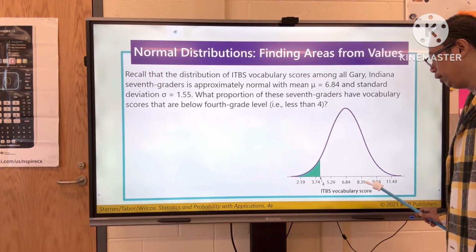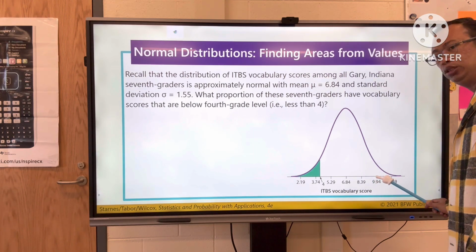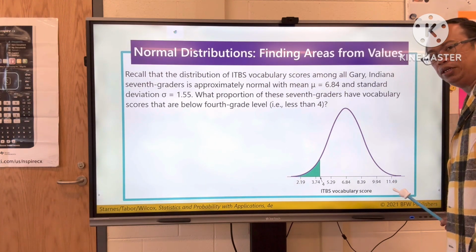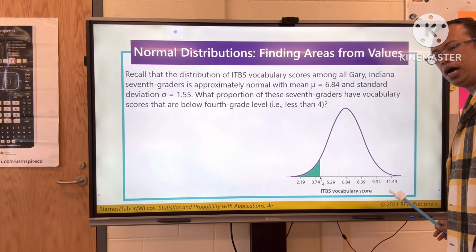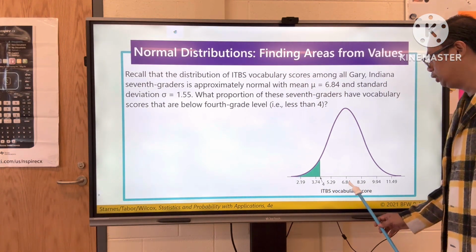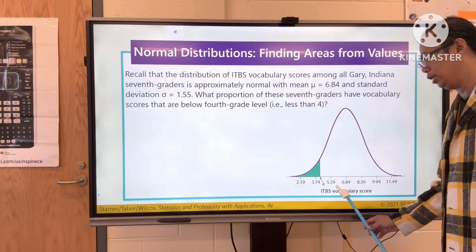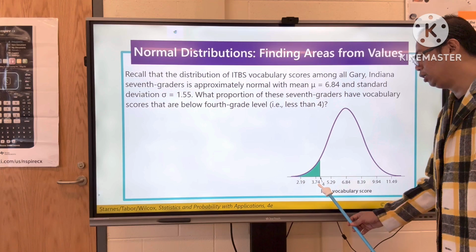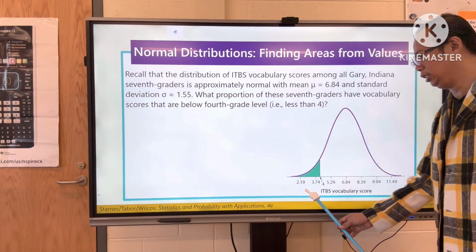So you add one standard deviation on this portion, two standard deviations on this portion, and then three standard deviations on this last part. And then you do subtraction on the left side. So 6.84 minus 1.55, we get 5.29. Then minus 1.55, we get 3.74. Minus 1.55 again, we get 2.19.